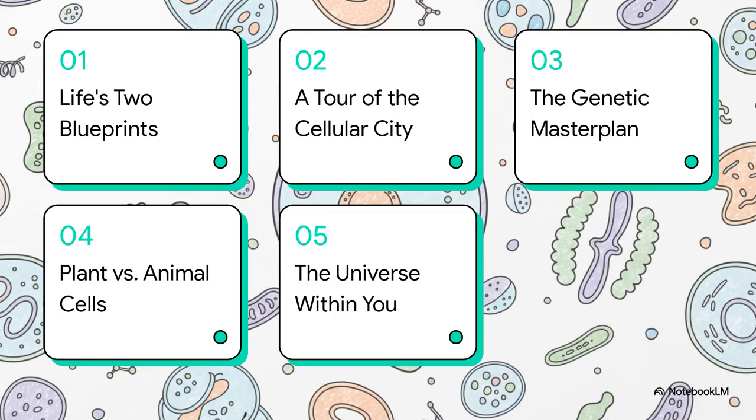So here's the game plan for our tour today. We're going to start by comparing the two basic blueprints for life. Then, we'll take a tour of what I like to call the cellular city. We'll pop into its central library to check out the genetic master plan, see how plant and animal cells differ, and then we'll wrap up by just marveling at the tiny universe that's operating inside you right now.